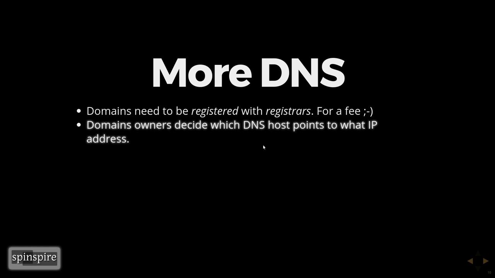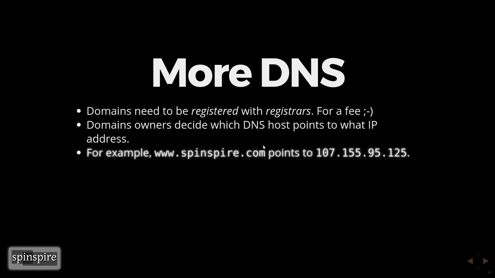So domain owners decide which DNS host points to what IP address. What does that mean? That means which DNS name points to which IP address. I decide that www.spinspire.com points to such and such IP address, which is my production server. Or spinspire.com points to a certain server. So, here's an example. www.spinspire.com points to 107.155.95.125. That's a fact. Look it up.